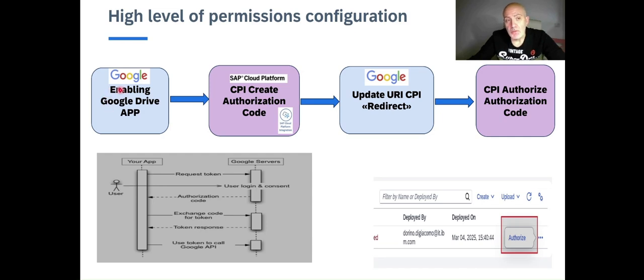Once this operation has been carried out, it will be necessary to go over the CPI to create the authorization code. This step involves generating URLs that it is necessary to go and insert, update within Google. This redirect will in fact allow Google to then be able to carry out the actual authorization phase that will take place within CPI.